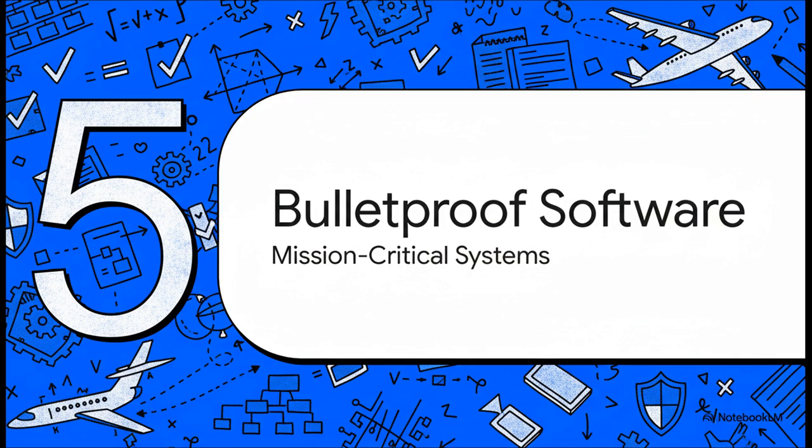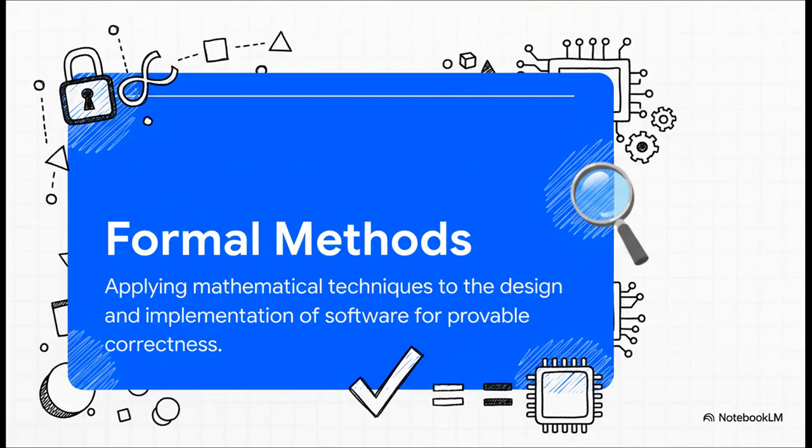All right, let's scale this up. We've seen how this blueprint can make sure our data is consistent. But what if we need to prove that an entire piece of software, I'm talking about something like a flight control system, is absolutely 100% mathematically correct? This, my friends, is the world of formal methods. And the goal here is nothing short of mathematical certainty.